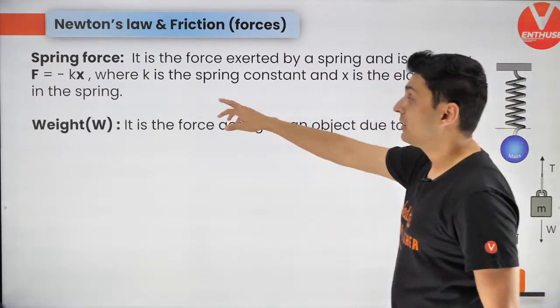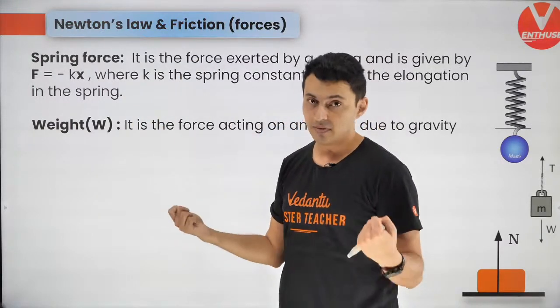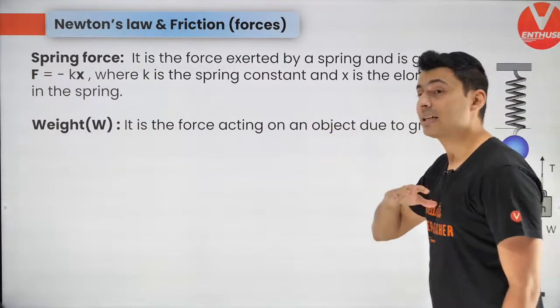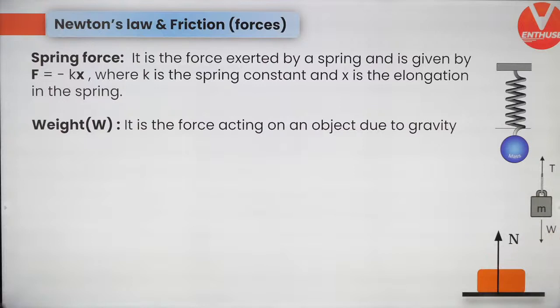Next thing. By the way, k is the spring constant. Higher the k, more the stiffness. More stiffer the spring is. Weight. Weight is the force. It's not mass. Understand that. Weight is the force acting on the object due to gravity. Keep this in mind.